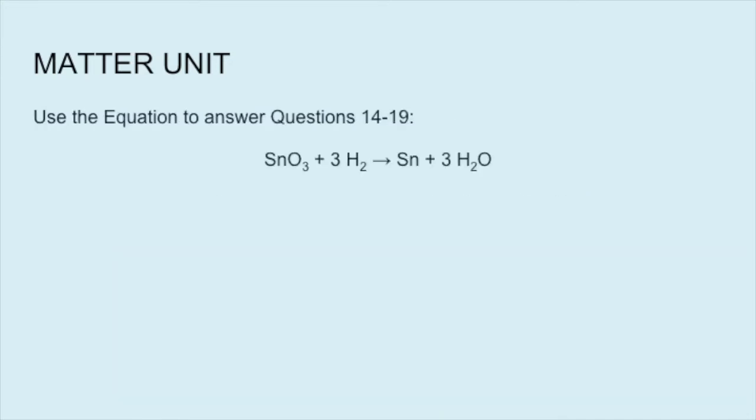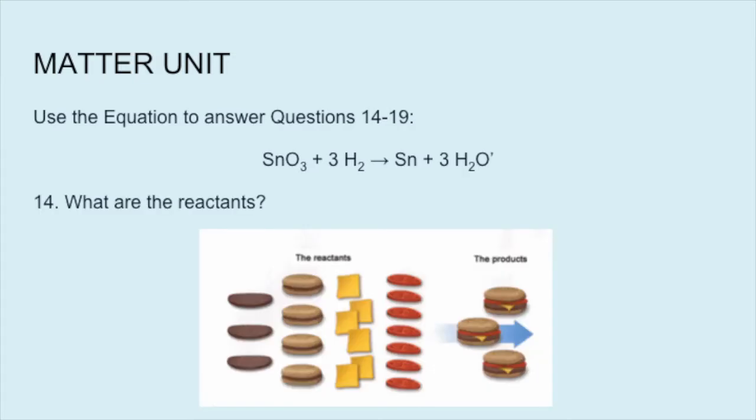All right, so here we've got a balanced chemical equation that you're going to use for a few questions. The first one asks, what are the reactants? So if you look at our picture, it's got our reactants being all of the different pieces that we use to build hamburgers, and then our products are the actual hamburgers that we put together.